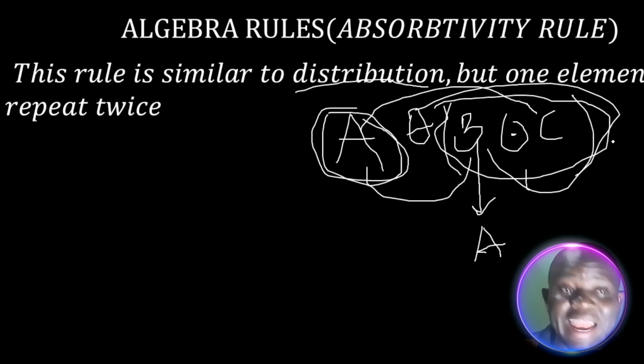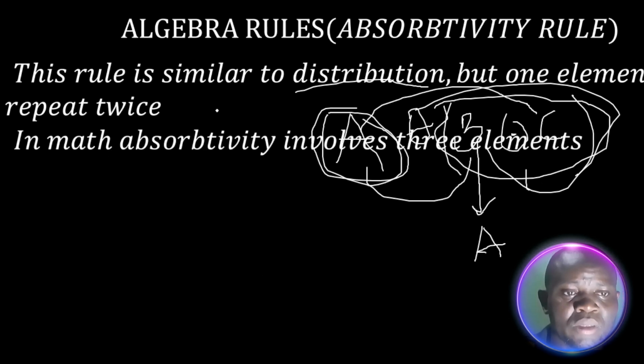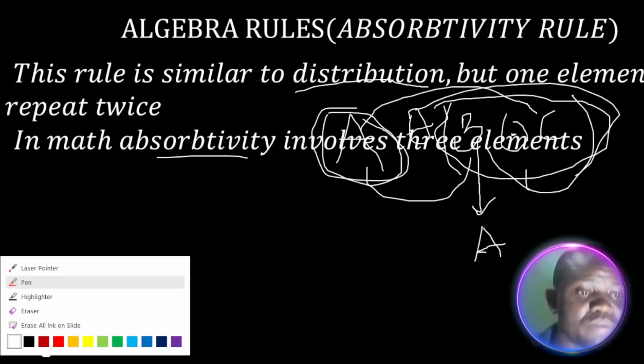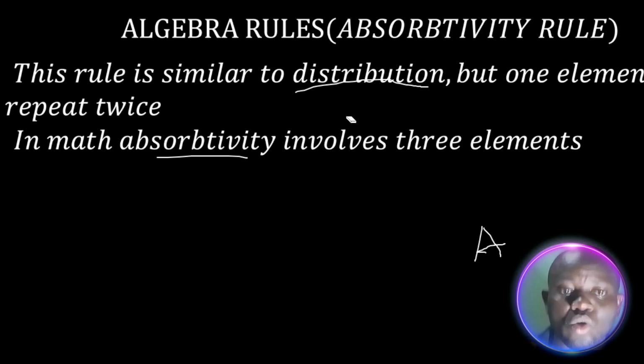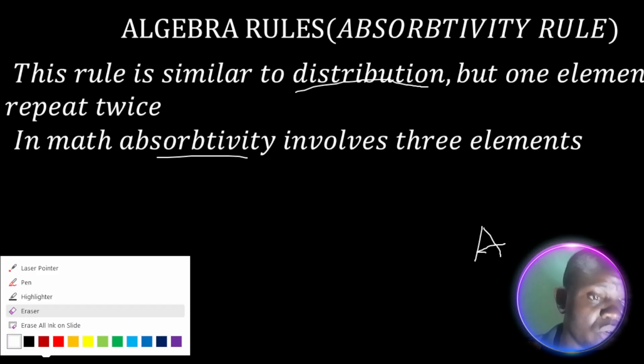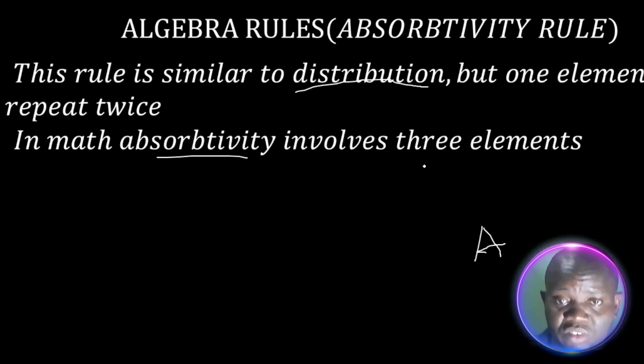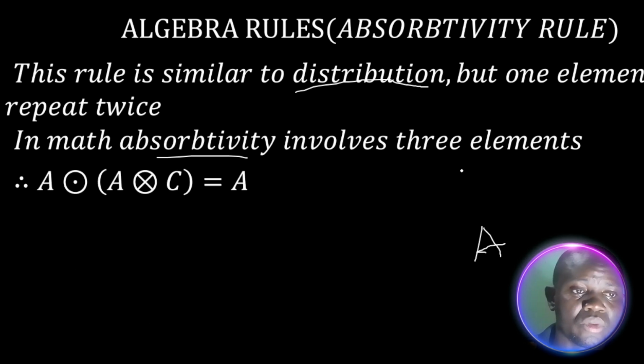Now, one element repeats twice. Yes, we have seen that. And in math, absorptivity involves three elements. Let me rub the board so you can see what we are trying to say. So absorptivity involves three elements, but what happens is that one of those elements repeats twice. Therefore, if we have A combined with another A, with another sign, with C, the answer is equal to A.